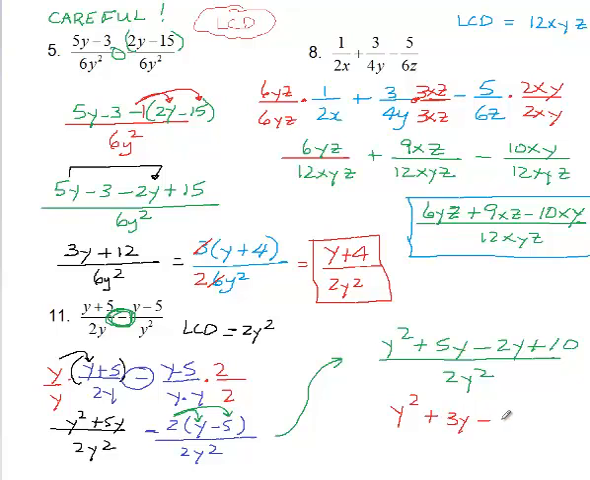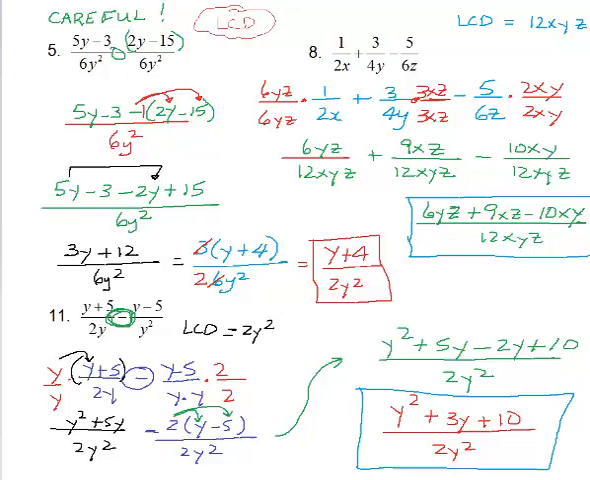Plus 5y minus 2y gives me 3y. Positive 10, there's nothing I can do with that. And it looks like there's our final answer. Now we would factor the top normally and try to simplify further, but that top doesn't factor. And there you have it. That's the answer to those three.